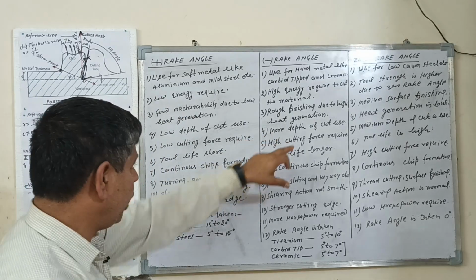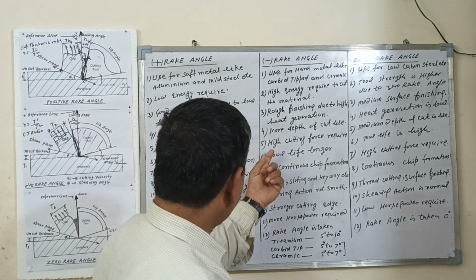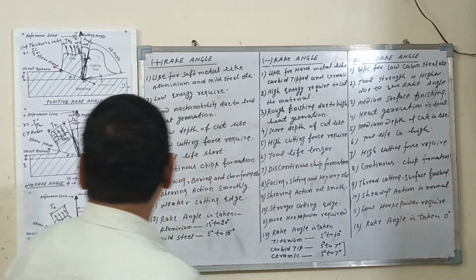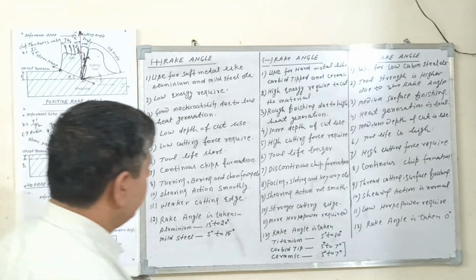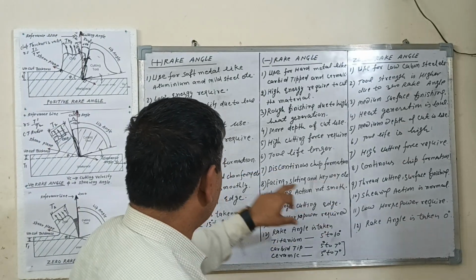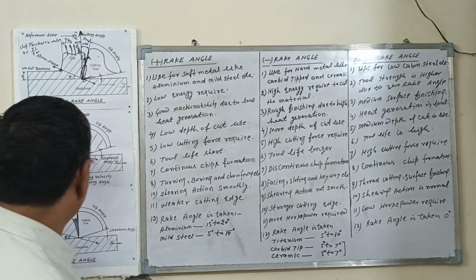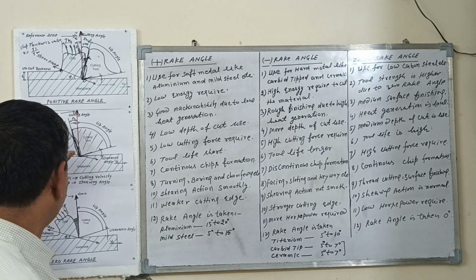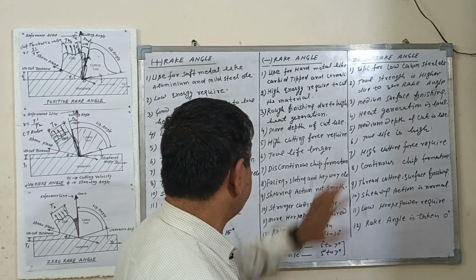Number four is more depth of cut. More depth of cut is used. Number six is tool life is longer. The cutting edge of this tool is very strong, so the tool life is very long. Number seven is discontinuous chip formation. Due to the high depth of cut and high generation of heat, discontinuous chips are formed.